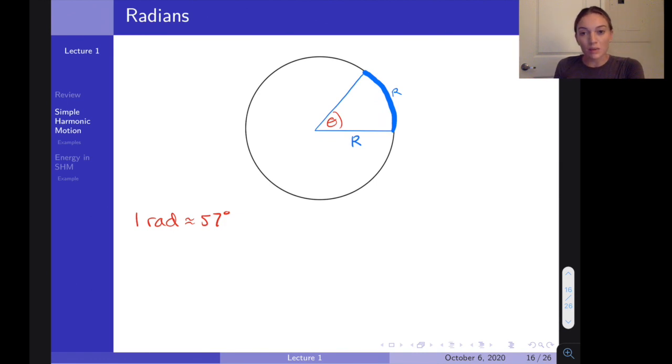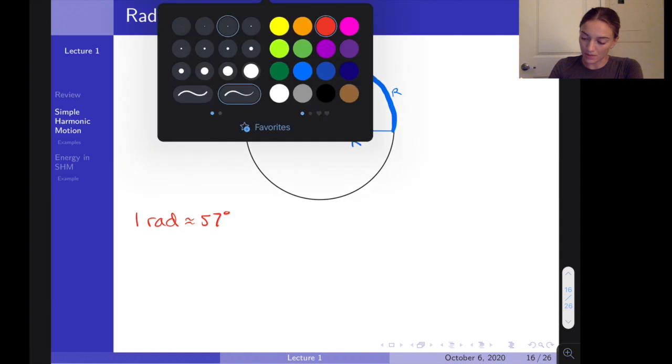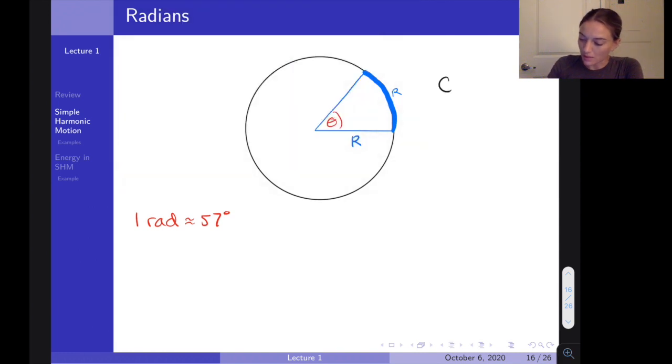And now the reason that we use pi to describe radians is because we know the circumference of a circle. So the circumference of a circle is 2 pi r, right? So that means that there are 2 pi radiuses laid out along the circumference of this circle, right?